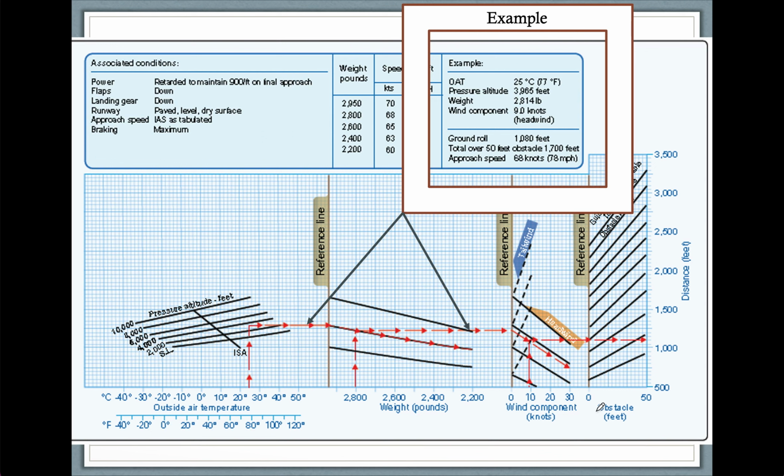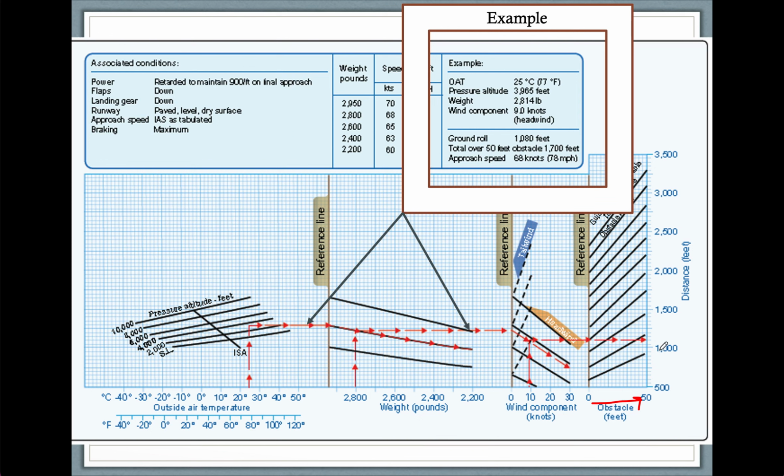And then this is usually one or the other. It's either 0 feet or 50 feet. So there's kind of no in between on most of these. And specifically in their question here, they did ask us the ground roll and they did ask us the total over a 50-foot obstacle.